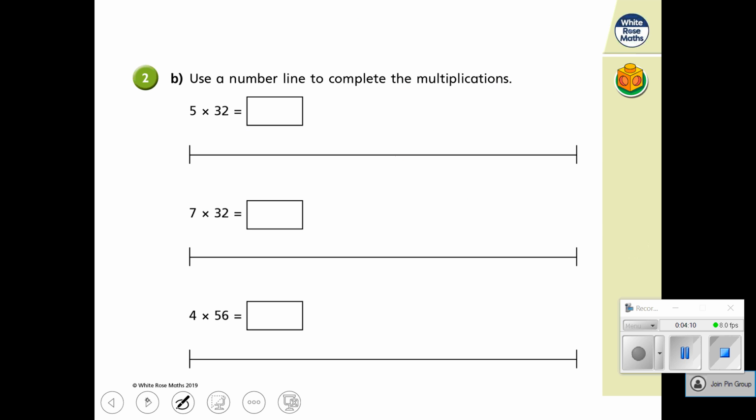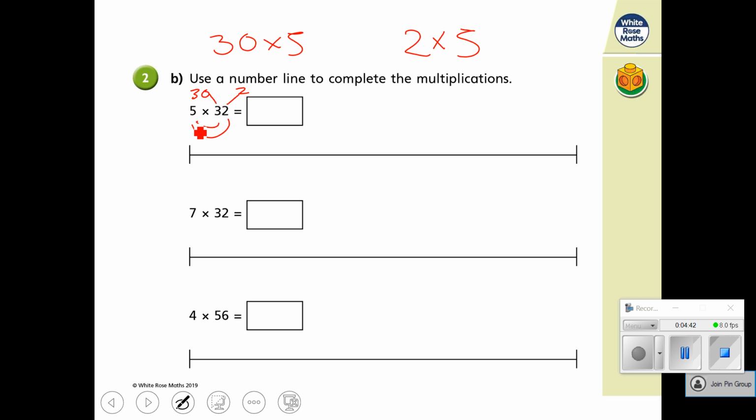Okay, so we have got 5 times 32. So basically, we have got 3 lots of 10 times 5. So because we've got 30 times 5, and then we have got 2 times 5. Can you see how I got that? 32 partitioned is 30, 3 tens, and 2. So I've got 30 times 5 and 2 times 5.